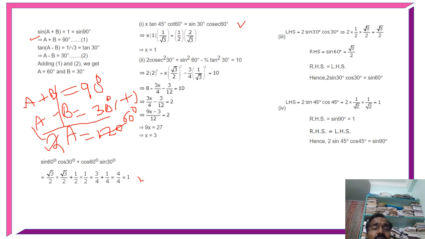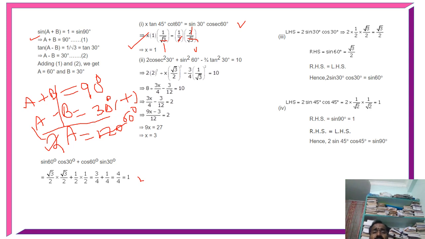Again here, x tan 45 equals cos 60 sin 30 cos 60. Then find x. x into tan 45 is 1. Cot 60 is 1 by root 3, equals sin 30 which is 1 by 2. Cosecant 60 is the reciprocal of sin 60, that is 2 by root 3. We want the x value. If we transpose to this side, the root 3 cancels, because it will become multiplication. Again 2 cancels. So nothing is left, x equals 1 is the answer.